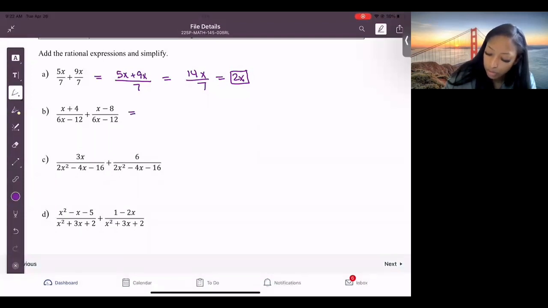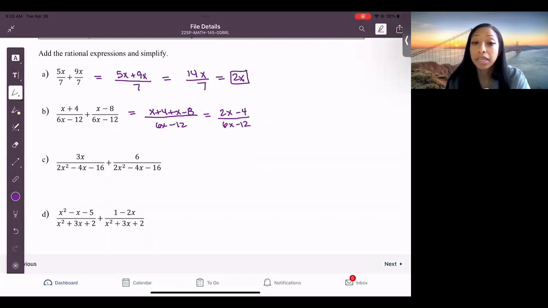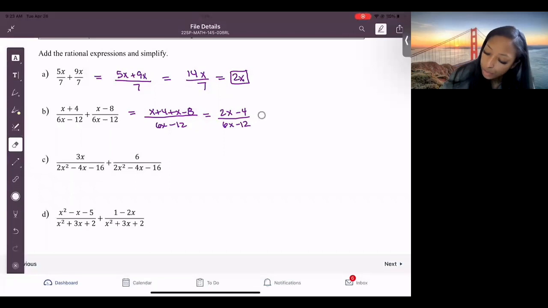over 6x minus 12. This would be x plus 4 plus x minus 8 over 6x minus 12. This gives us 2x minus 4 over 6x minus 12. All right, from here, you want to try to factor your numerator and denominator as much as possible, cancel out common factors, and simplify. Our numerator can factor to 2 times x minus 2, and our denominator factors to 6 times x minus 2.